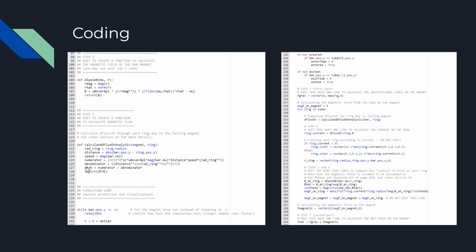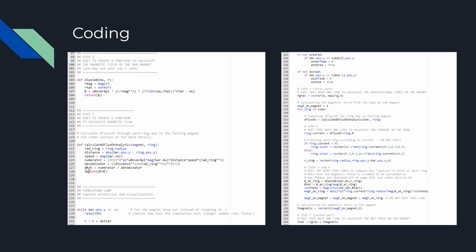Then I have my definition of the dipole calculations function, which I created in line 3, and then I created my flux, my delta flux over delta t calculation, which was very complicated, but I basically just used the formula from video 43, and this is just the code that represents that same formula.